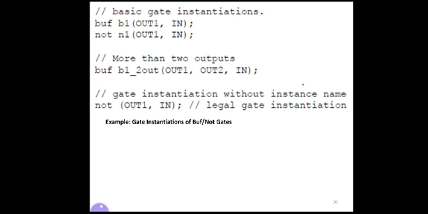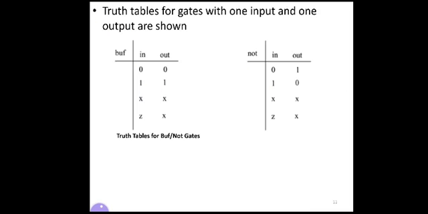Without an instance name also we can write, similar to the AND or OR gate primitives. Example: not (out1, in). Just check the previous NOT gate instantiation and this one: n1, the instance name, is missing here. This is also a legal gate instantiation. So these are the examples for the gate instantiation of a NOT gate and a buffer.